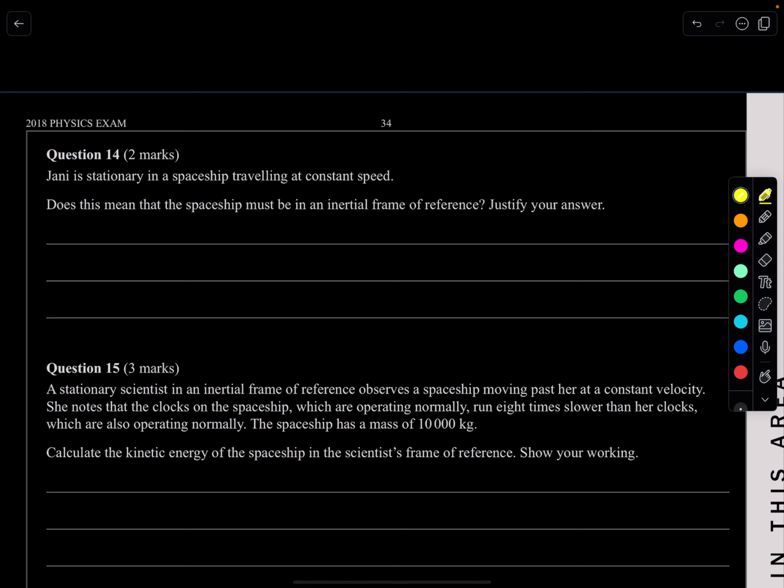Janie is stationary in a spacecraft traveling at constant speed. Does this mean that the spacecraft must be in an inertial frame of reference? Justify your answer. For something to be in an inertial frame of reference, it must be non-accelerating. So the problem is constant speed. No. It needs to say constant velocity, because even though you might go at constant speed, you might still be accelerating if you're going in a circle.